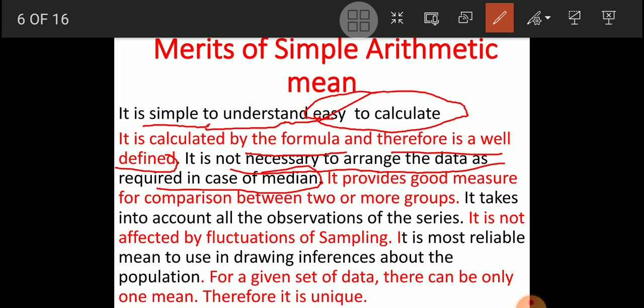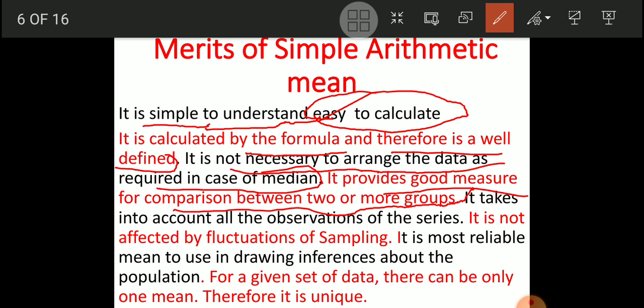In case of the median, whenever data is given, we have to arrange it in either ascending or descending order, isn't it? But in case of the simple arithmetic mean, there is no requirement to arrange the given data in ascending or descending order. So that is also one of the most important merits of the simple arithmetic mean. Also, it provides a good measure for comparison between two or more groups. Comparison is possible.